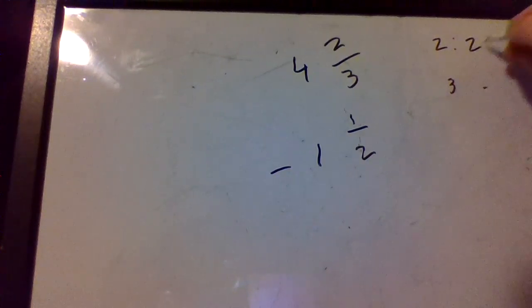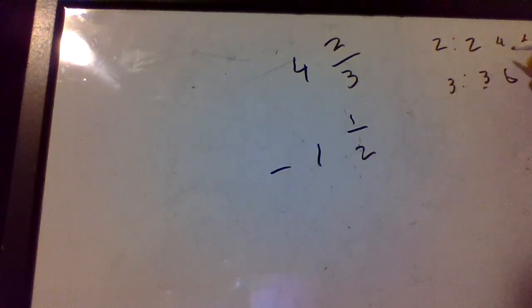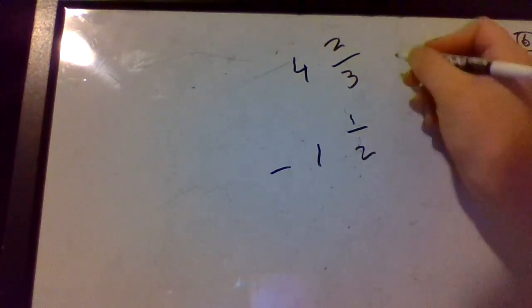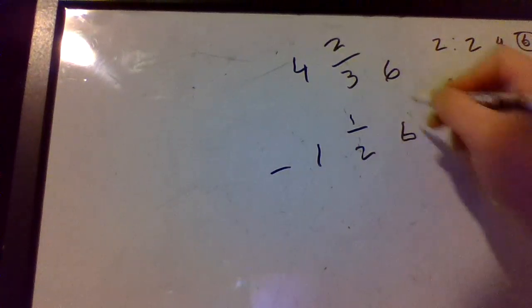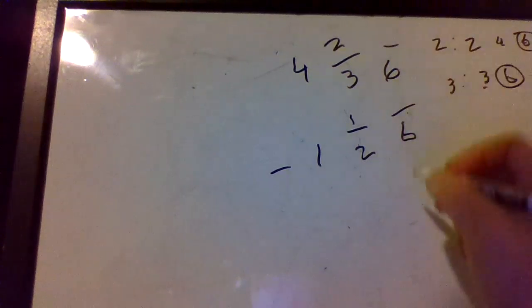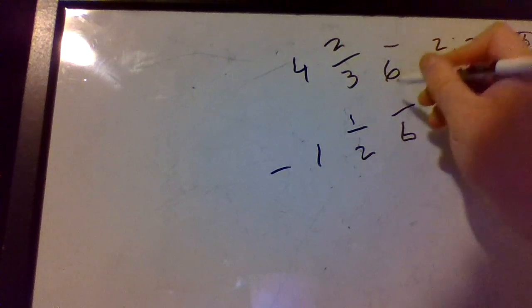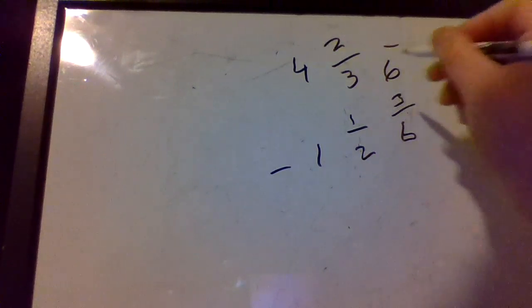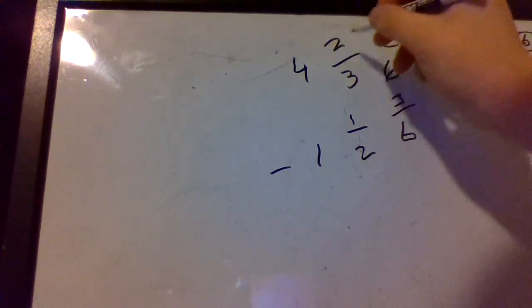2 times 1 is 2, 2 times 2 is 4, 2 times 3 is 6. Now we go with 3. 3 times 1 is 3, 3 times 2 is 6. So we can see our least common multiple is 6. So our common denominator is going to be 6. Now, 2 times 3 is 6, so 1 times 3 is 3. 3 times 2 is 6. 3 times 2 is 6, so 2 times 2 is 4.